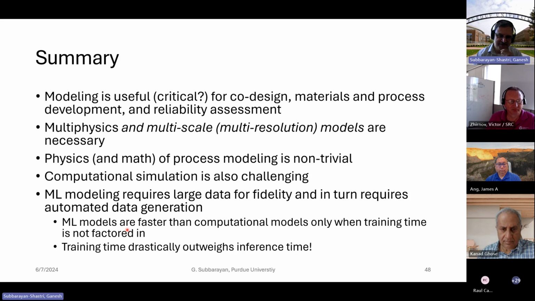ML models are faster than computational models only when training time is not factored in. So if you factor in training time, then computational models based on theory may be faster. Training time drastically outweighs inference time. Thank you. I'll stop there.